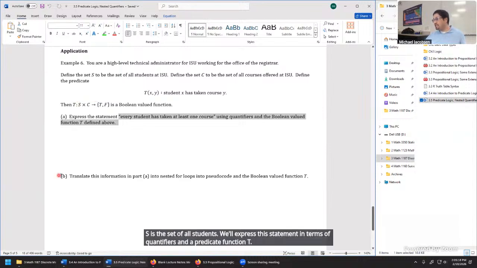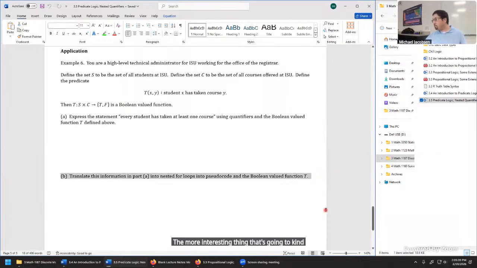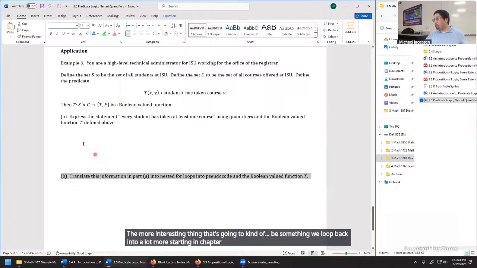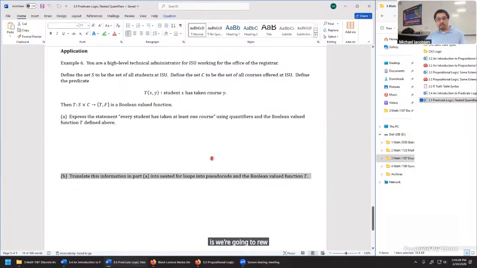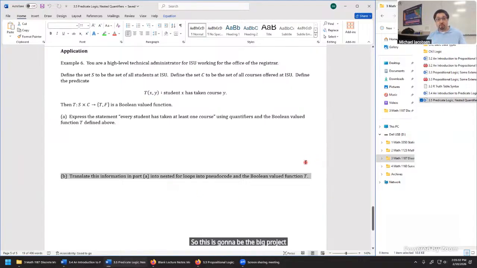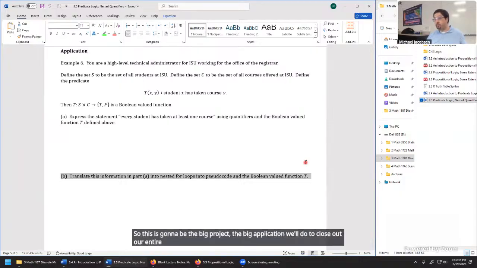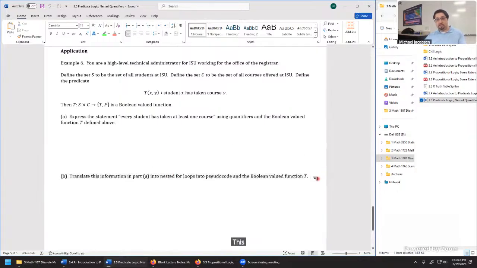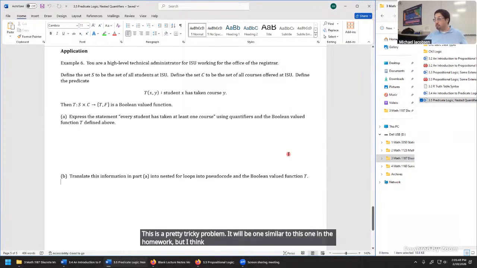The more interesting thing, which we'll loop back into a lot more starting in chapter 7, is we're going to rewrite this entire statement in terms of for loops using pseudocode. So this is going to be the big project, or the big application, we'll do to close out our entire chapter 3: writing out pseudocode that reflects the nested quantifiers. This is a pretty tricky problem. It will be one similar to this one in the homework, but I think it'll be a lot of fun when you see how it goes.